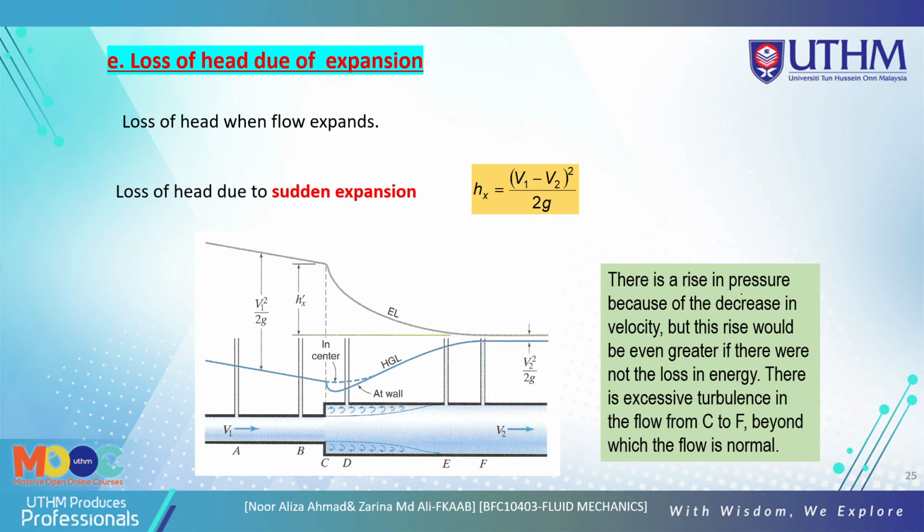So there is a rise in pressure because of the decrease in velocity. But this rise would be even greater if there were no losses in energy. There is excessive turbulence in the flow from C to F, beyond which the flow is normal. So this is the formula for expansion.